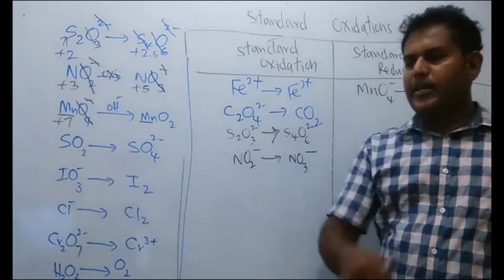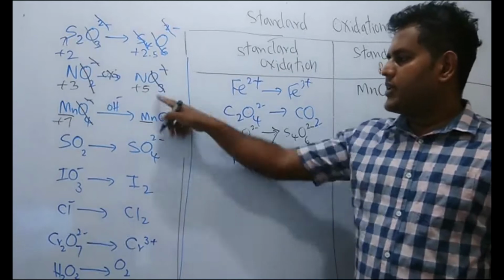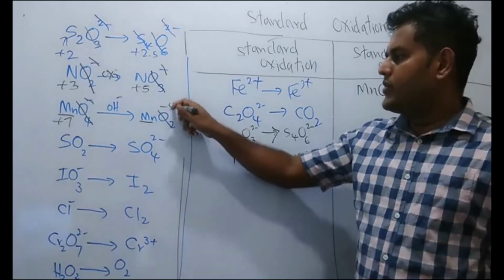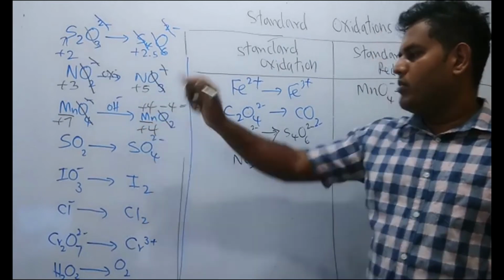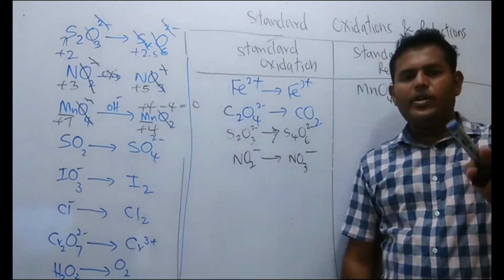And here there is no charge. So then 2 oxygens, minus 4. In order to equal 0, manganese should have plus 4. This is plus 4. So plus 7 to plus 4 is a reduction.